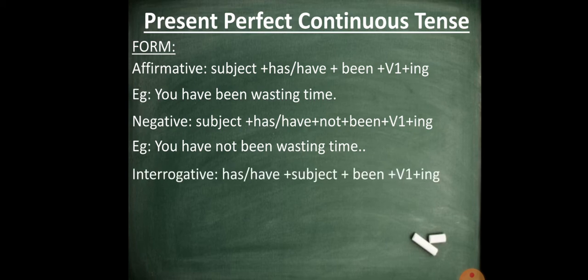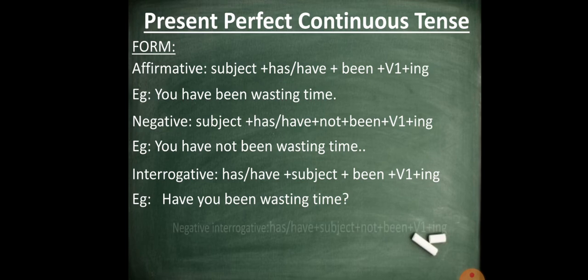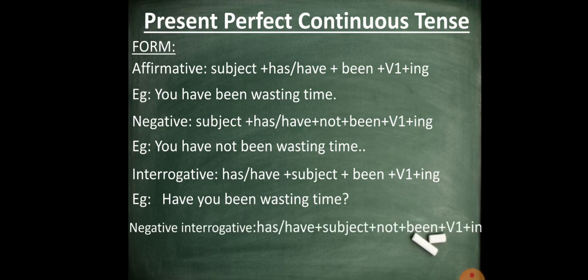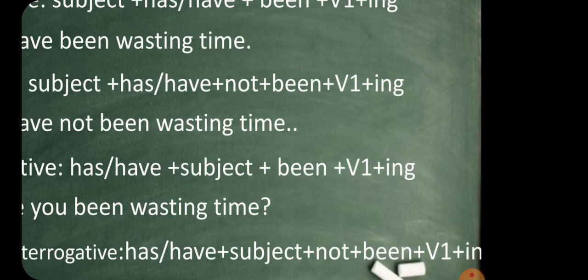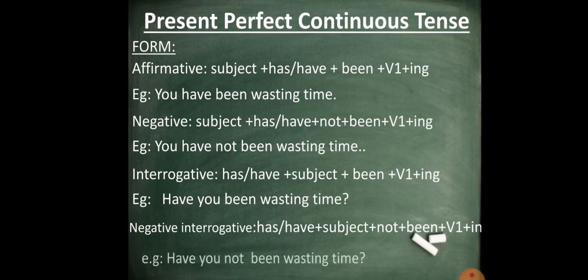If we need to convert this sentence into an interrogative form, the formation will be have/has plus subject plus been plus V1 plus ing. So the interrogative will be have you been wasting time? The formation of the negative interrogative will be have/has plus subject plus not plus been plus V1 plus ing. So the negative interrogative will be have you not been wasting time?